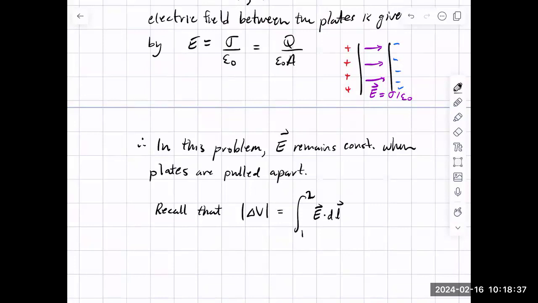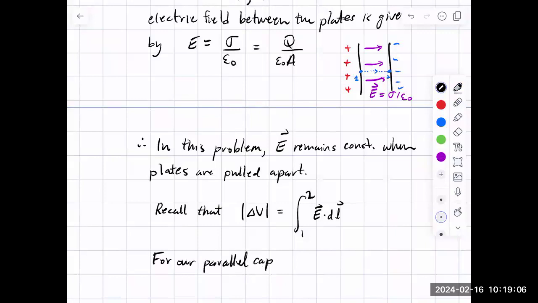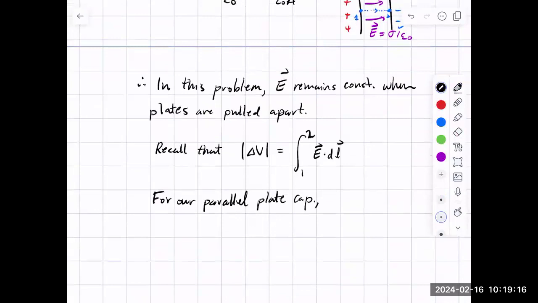Now, here we're going to move from, let's say, position 1 at our positive plate to position 2 at our negative plate in a straight line parallel to the electric field. The electric field's constant, and so for our parallel plate capacitor, this E dot dl is just going to be equal to E times L.